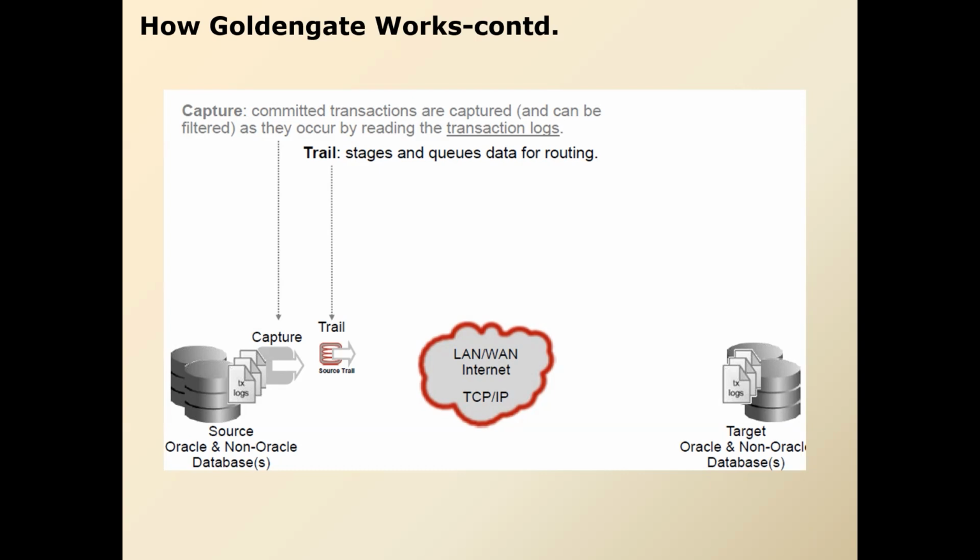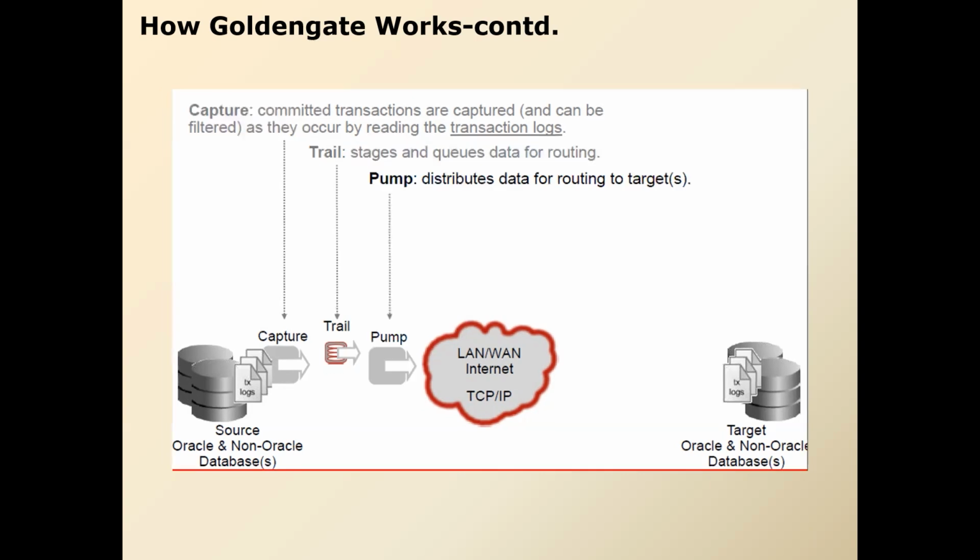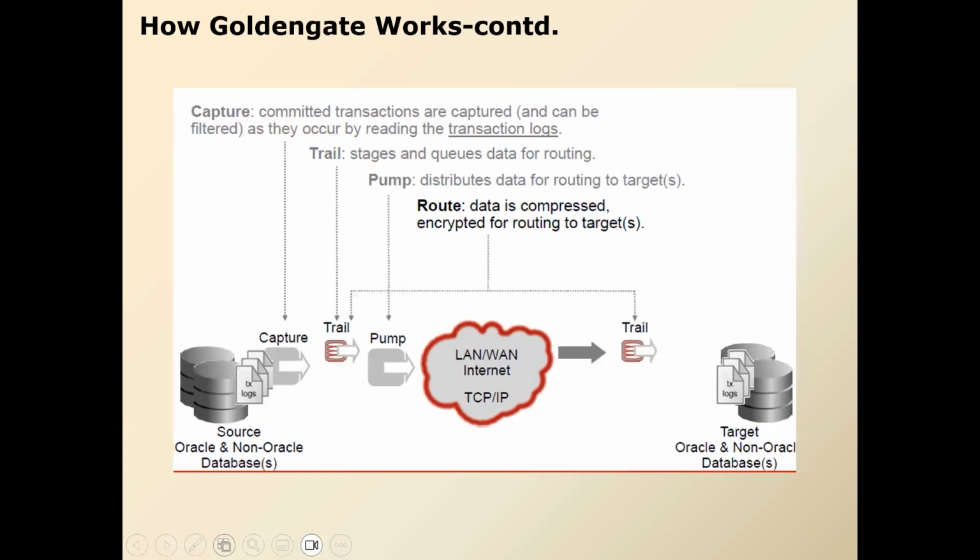Now, once the data is available in the local trail file, there is the Goldengate data pump process. The work of the data pump process is to read the local trail file, send the data over the TCP/IP network, and write it to the remote trail file. Remember one thing: the pump process doesn't send the trail file over the network. Instead, it sends the data in the trail file over the TCP/IP network.